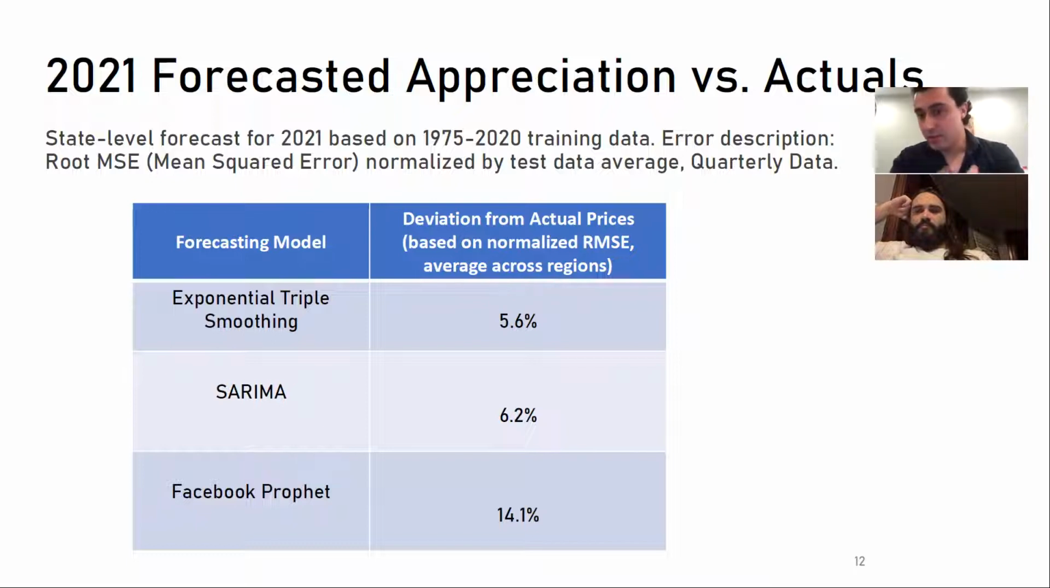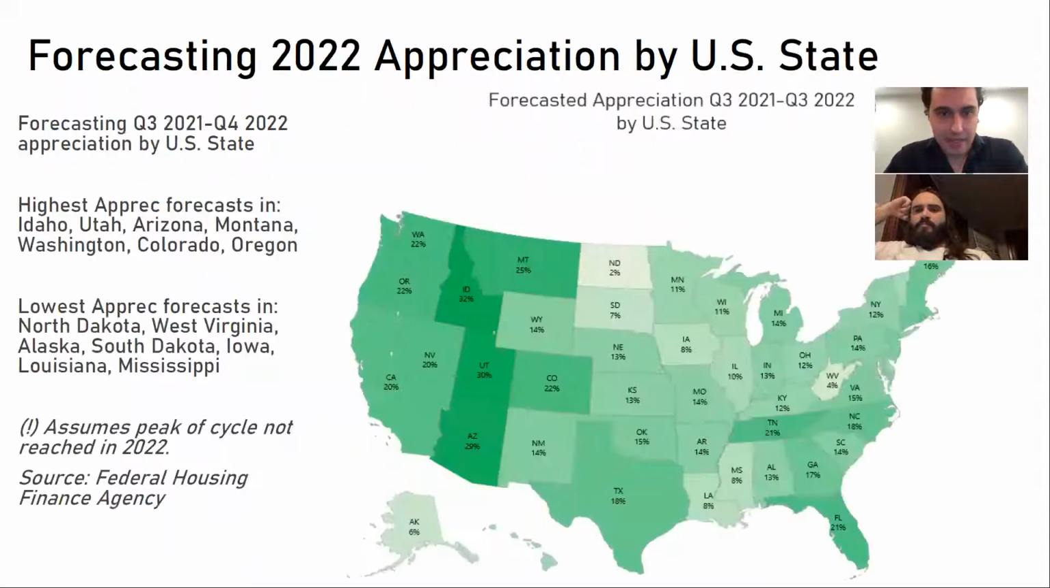Now, how do you see it simply on the price time series side? Well, our error term increases. It's harder to forecast prices when things change, when they start entering a market bubble. And so exponential triple smoothing has a 5.6% error for 2021, harder to predict those price growths, which are no longer based on fundamentals, no longer based on what historically has been happening. And seasonal ARIMA 6.2%, and Facebook Prophet a pretty big error.